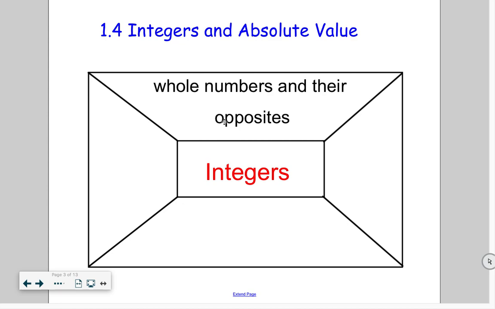Chapter 1.4, integers and absolute value. Take out your vocab sheet, please. In the center of that vocab sheet, will you write the word integers? And then you can also fill in the definition of an integer. We did this last year.